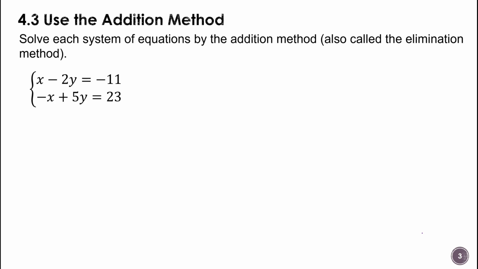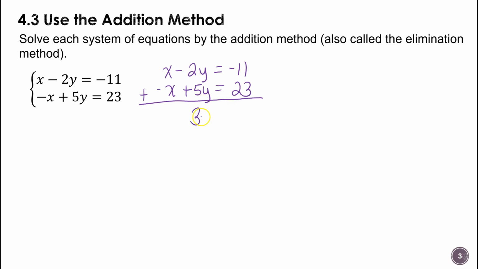I'm going to rewrite these equations. That way you can see the original. Notice on the x's this time we have opposites. All right, so if I add 1x and negative 1x, I get 0. So I just drop that. We don't need the x written out. And that negative 2y plus 5y is 3y. Negative 11 plus 23 is 12. So we find that y equals 4.